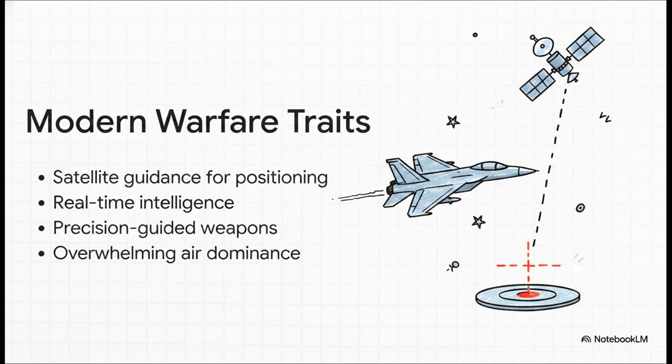So how is that rapid success even possible? Well, it comes down to exact modern warfare traits. Satellite guidance systems allowed for absolute pinpoint positioning. Real-time intelligence gave commanders immediate awareness of what was happening on the ground. Precision-guided weapons meant they could hit targets with an accuracy that would have been unimaginable to a soldier in 1916. And of course, overwhelming air dominance meant the coalition completely controlled the skies.